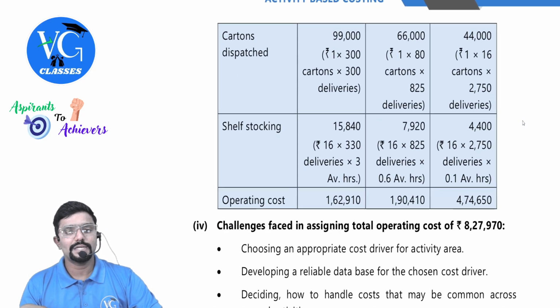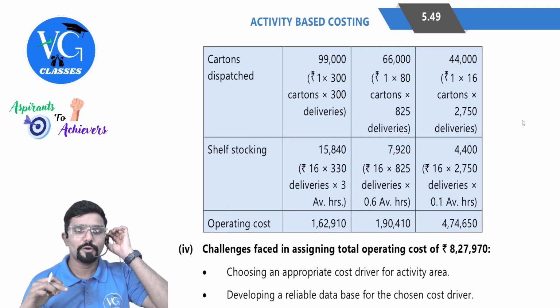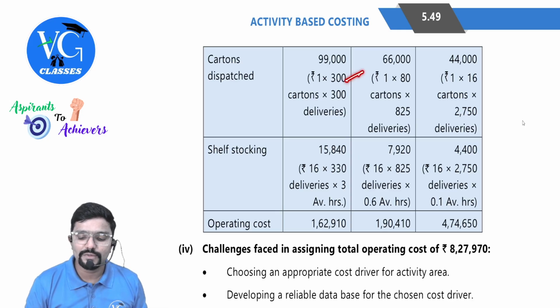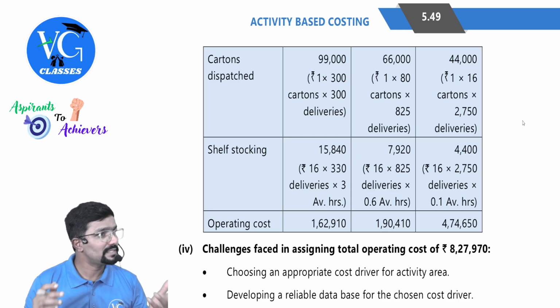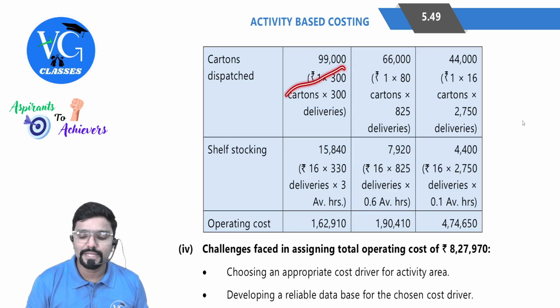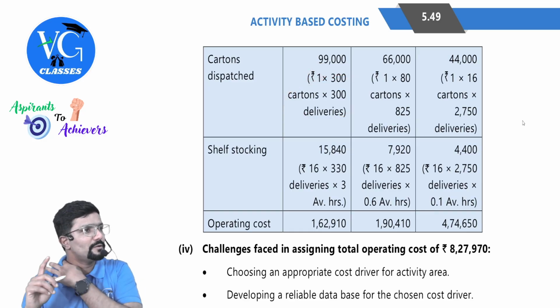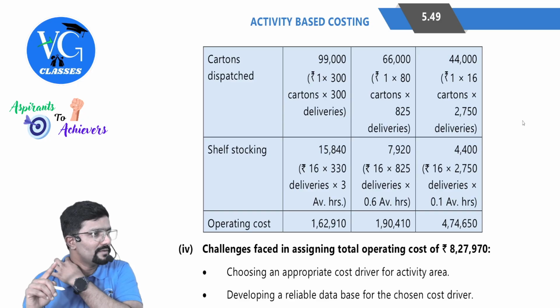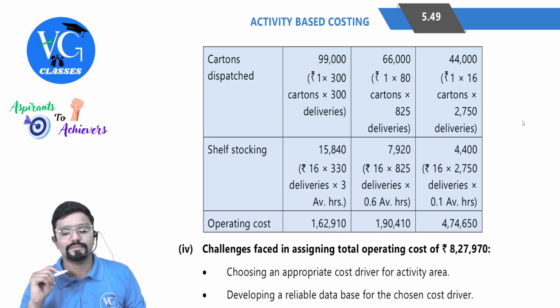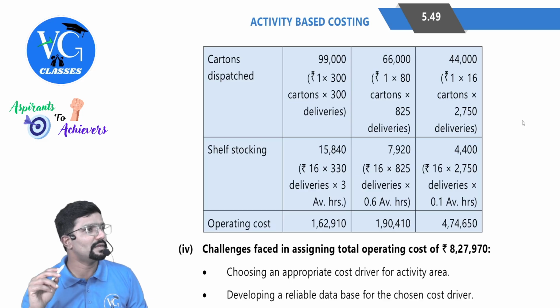Okay, sir. Cartons dispatched, guys. We got 1 rupee per carton. But how much is dispatched? 300 cartons in each delivery. So first multiply this into 1. Number of cartons per delivery into number of deliveries into rupee 1. Are you getting it?